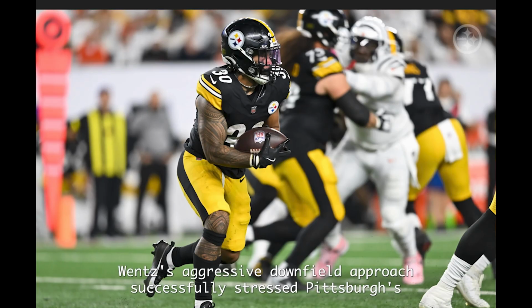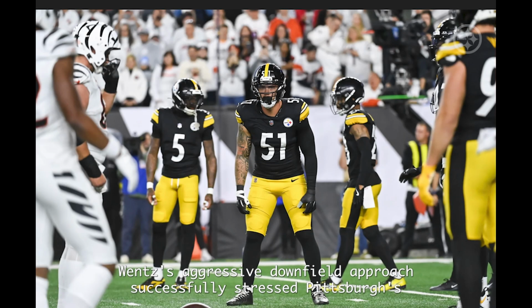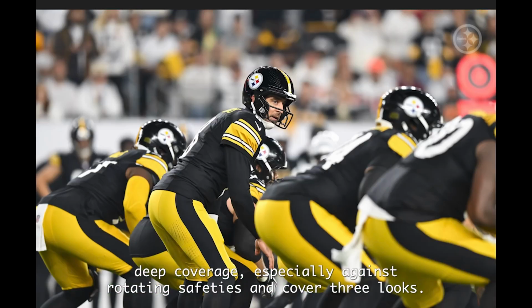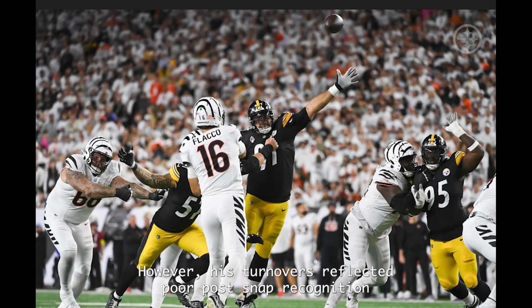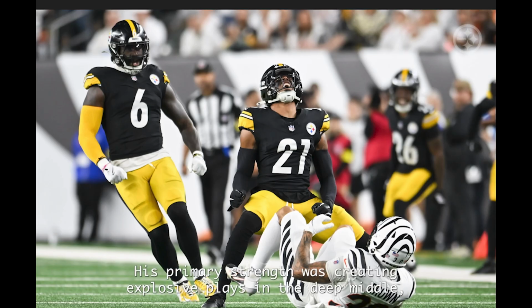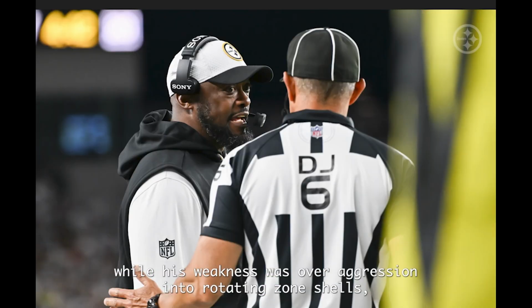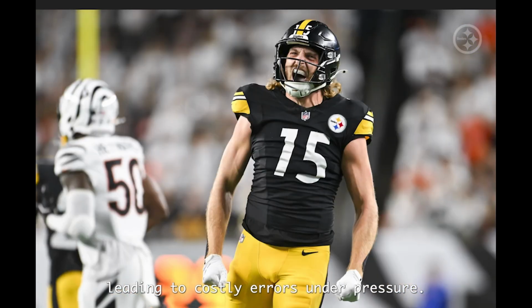Wentz's aggressive downfield approach successfully stressed Pittsburgh's deep coverage, especially against rotating safeties and cover 3 looks. However, his turnovers reflected poor post-snap recognition of disguised rotations and pressure looks. His primary strength was creating explosive plays in the deep middle, while his weakness was over-aggression into rotating zone shells, leading to costly errors under pressure.